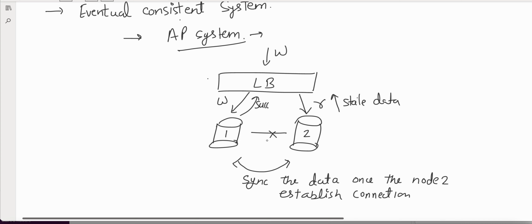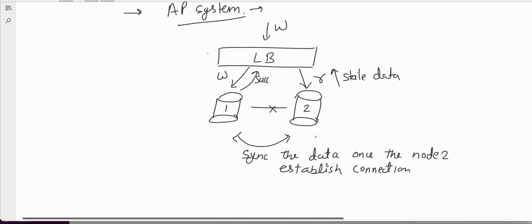But eventually, whenever this network partition is resolved, maybe in a couple of seconds or after some minutes, the data would be synced with each other. So after some time, the read queries on node 2 will also return fresh data. So that's where it's called eventually consistent, because after some point of time the data will become consistent with each other. But you cannot assume it to be consistent at any point of time. That's where it is called an eventually consistent system, right?